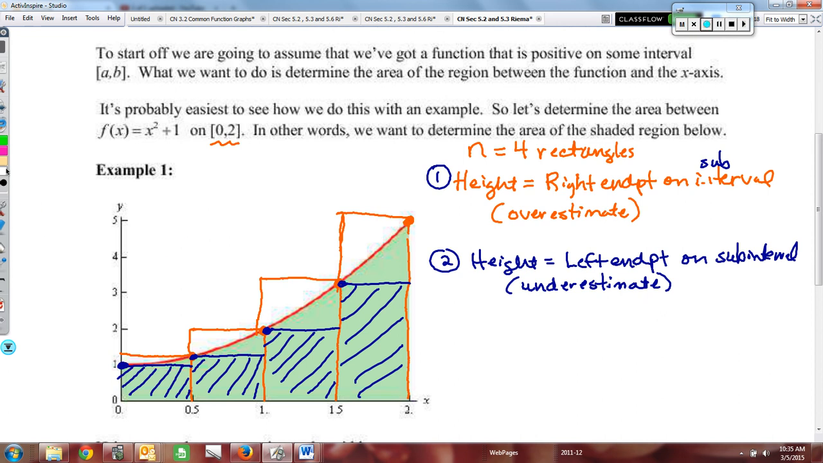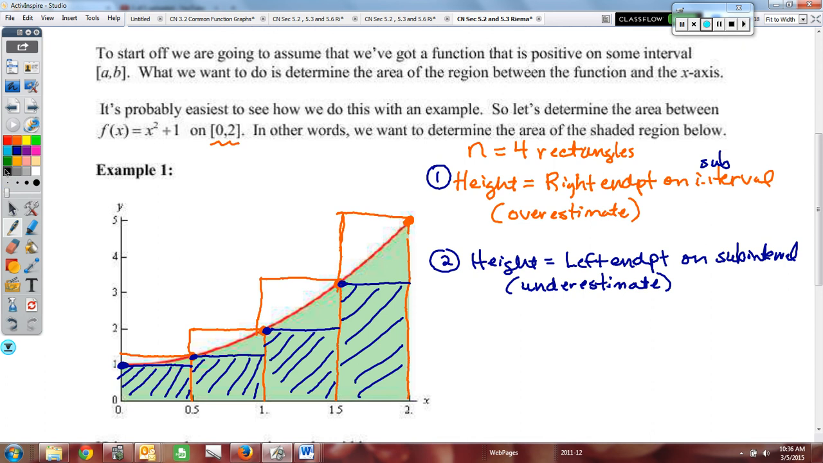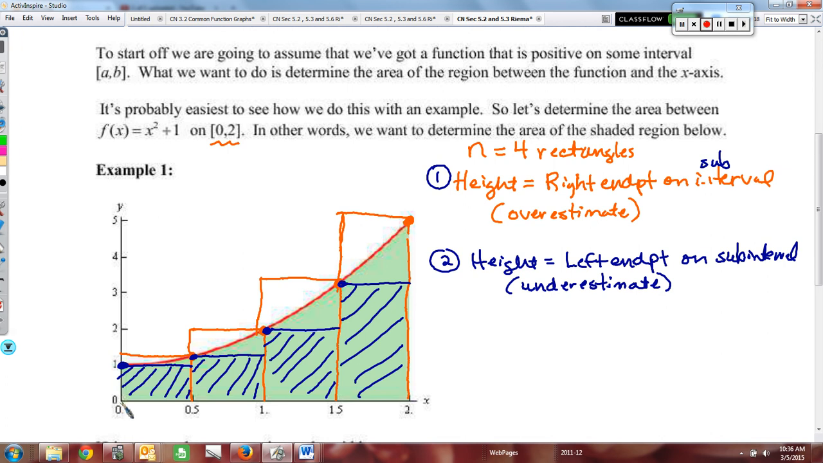Is there a point that we might be able to choose that might give me an even better estimate of the area? Instead of picking the extremes, a point on the left side versus a point on the right side. Hopefully somebody out there, as you are watching the video, is going to shout out and say, well, why don't we use the middle of the interval? So let's get our height by using the midpoint on the subinterval.